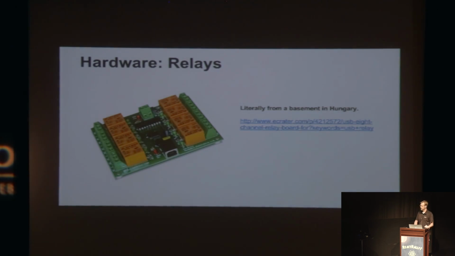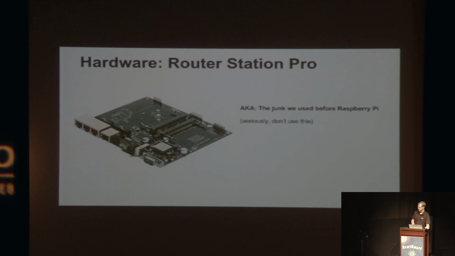So here's where I got the relays from that guy in Hungary. I think I used PayPal to buy this, actually, so incidentally, which means I was using some kind of weird C++ XML thing without even knowing it. Here's the Router Station Pro. This thing cost me $90.